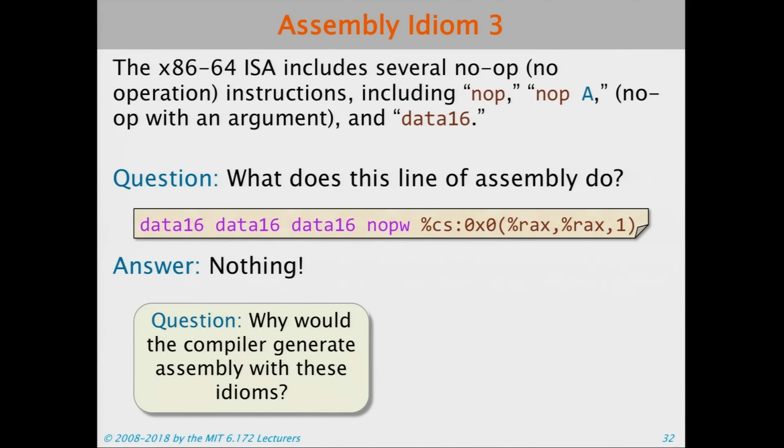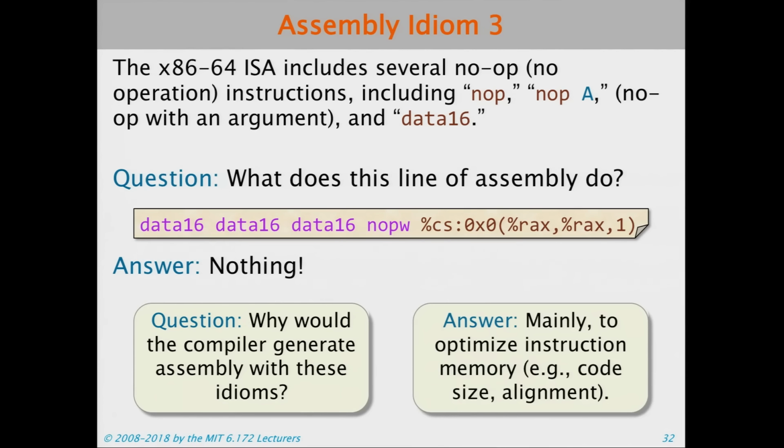Why would the compiler generate assembly with these idioms? That's crazy, right? Yeah, could be doing some cache optimization. Yeah, it's actually doing alignment optimization, typically, or code size. So it may want to start the next instruction on the beginning of a cache line.